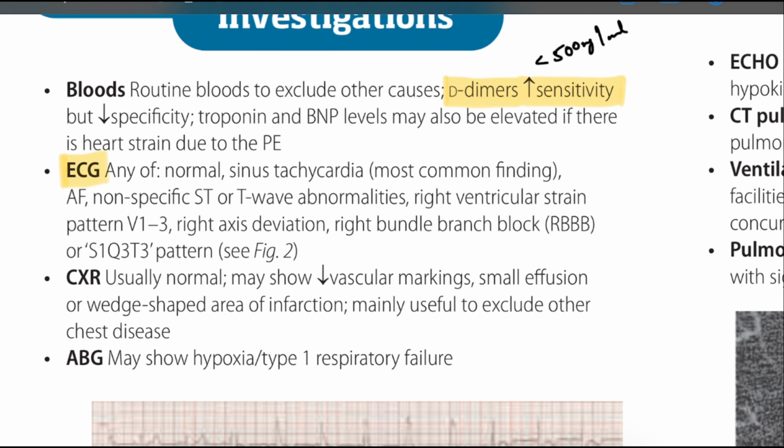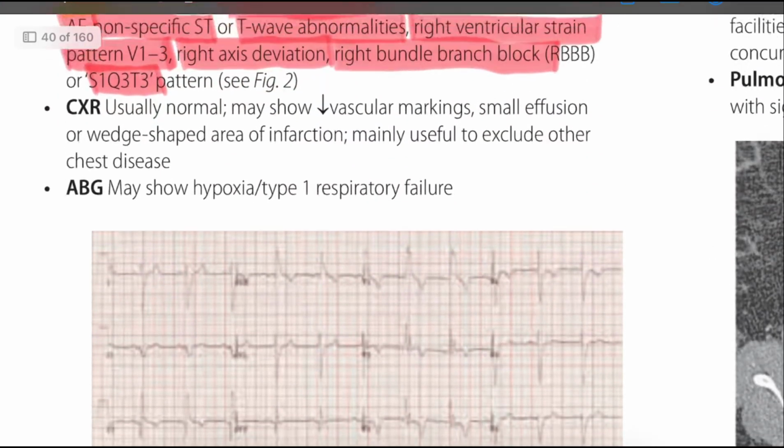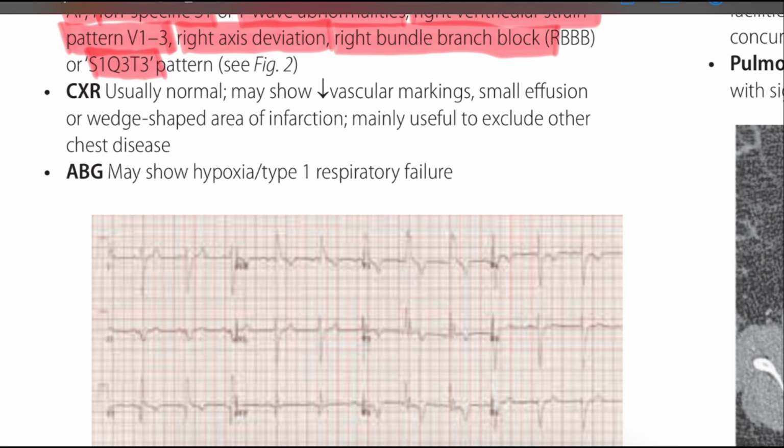In ECG, mostly the patient will present with sinus tachycardia. Along with that, in ECG we can see sinus tachycardia and atrial fibrillation and non-specific ST or T wave abnormalities, and we can see a right ventricular strain pattern in V1 to V3, right axis deviation, and right bundle branch block also, or S1Q3T3. S1Q3T3 means mostly we have to focus on V1, V2 and V3. Here we can see first one S1.